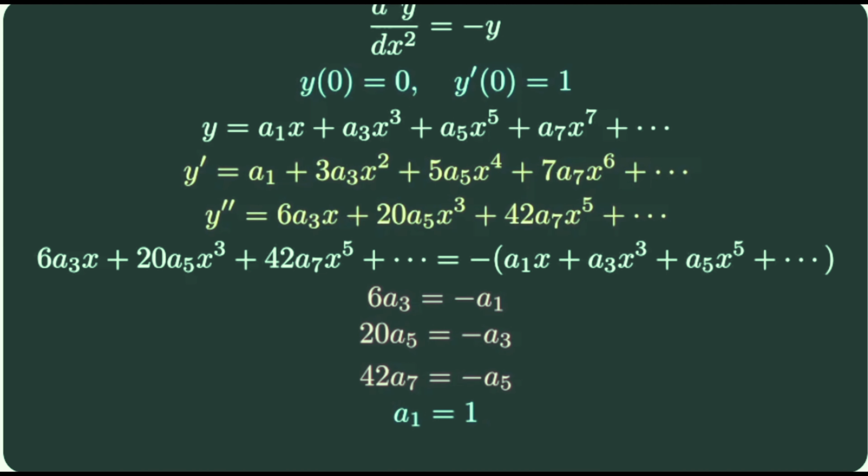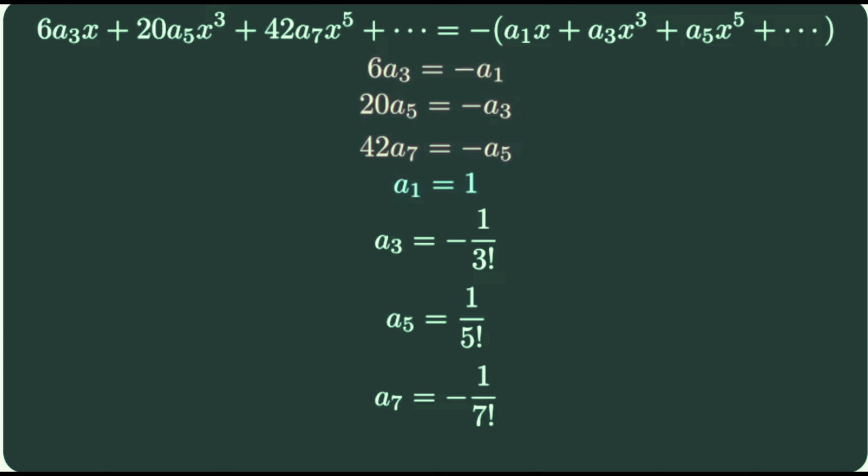Now plug a 1 into the coefficient rules. From 6 a 3 equals negative a 1, we get a 3 equals negative 1 over 6. From 20 a 5 equals negative a 3, we get a 5 equals 1 over 120. And from 42 a 7 equals negative a 5, we get a 7 equals negative 1 over 5040. These are exactly the factorial denominators.